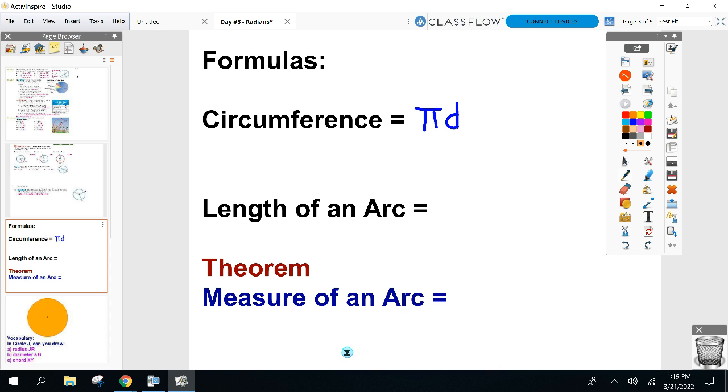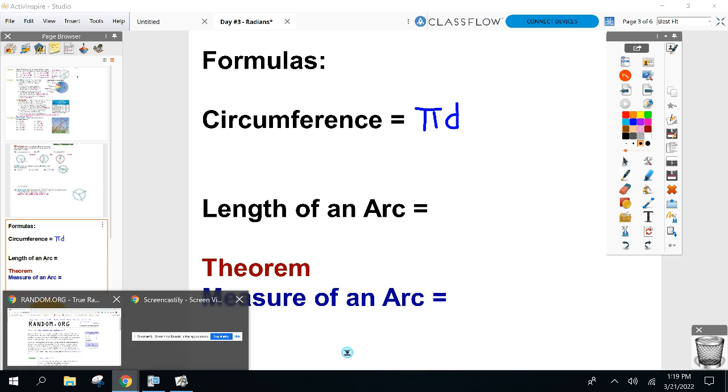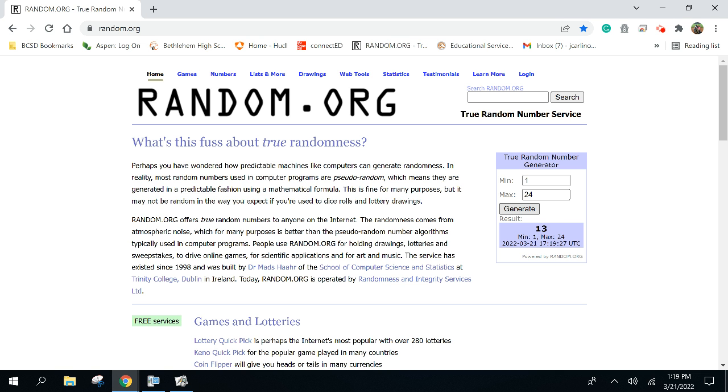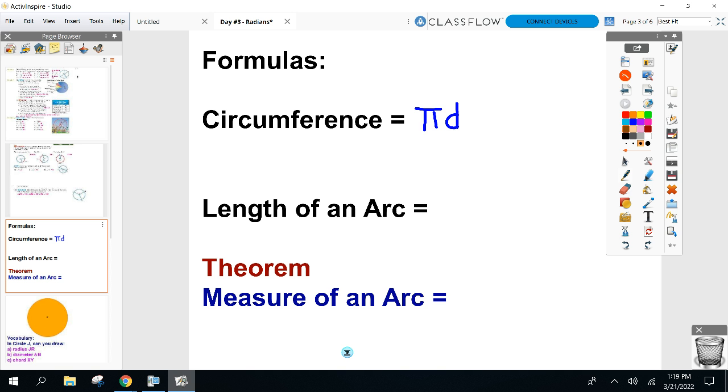All right, next up, length of an arc. That's what we did on Thursday. What's that formula? How to find the length of an arc, how long it is. Oh, 13, hook me up. Measure of the arc divided by 360 times pi d. Here we go. Measure of the arc over 360 times your circumference.